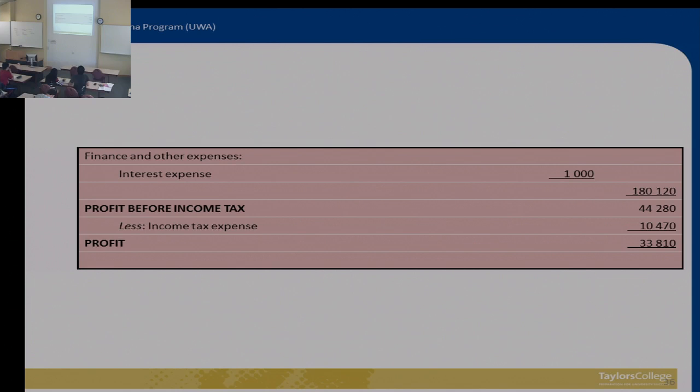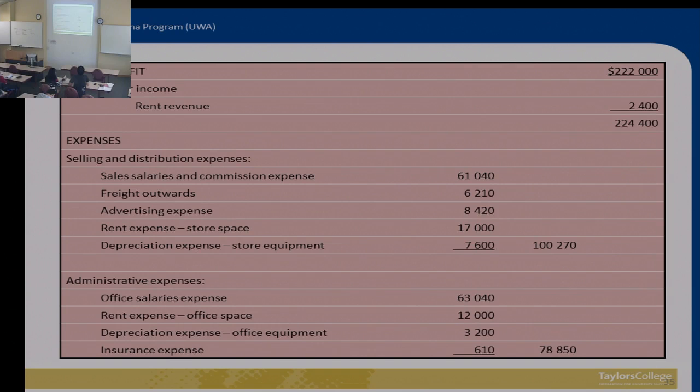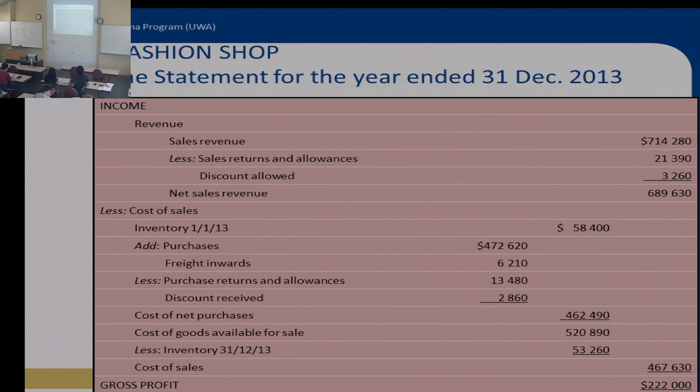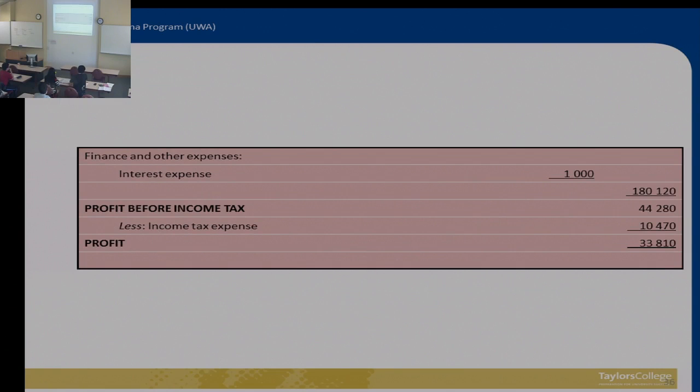You've got your profit before income tax, $44,280, less income tax expense of $10,470, to give you a final profit figure of $33,810. So if we go back to the slide, we started with our net revenue. No, one more slide back, sorry. We started with our net sales revenue of $689,630, and we've ended up with a final profit figure of only $33,810. Okay, and that's pretty normal for a retailer. They have to work very hard to make a profit. They've got to make a lot of sales.